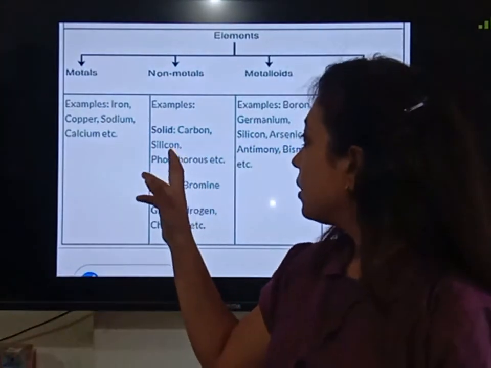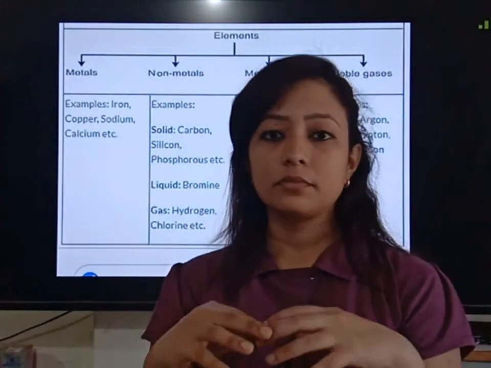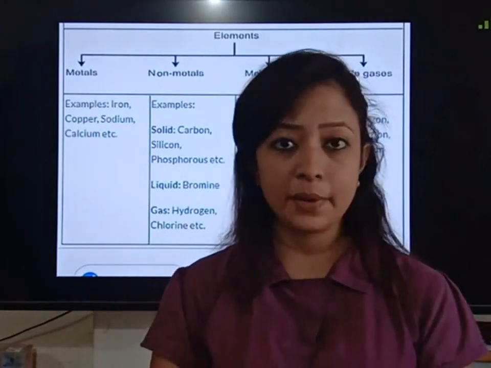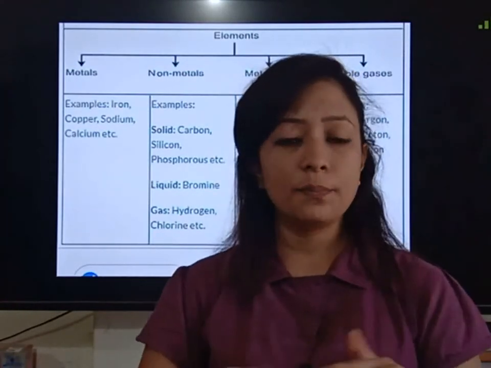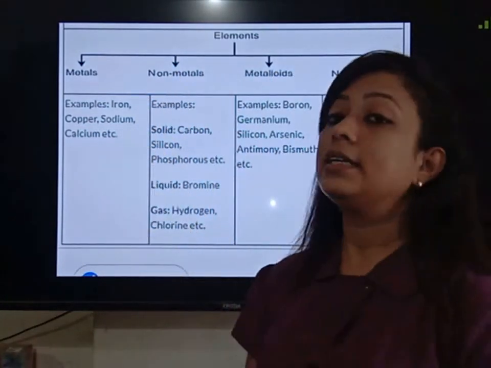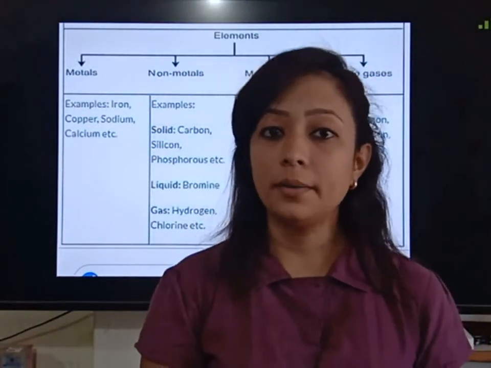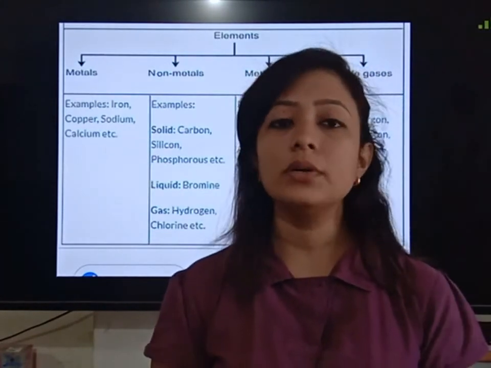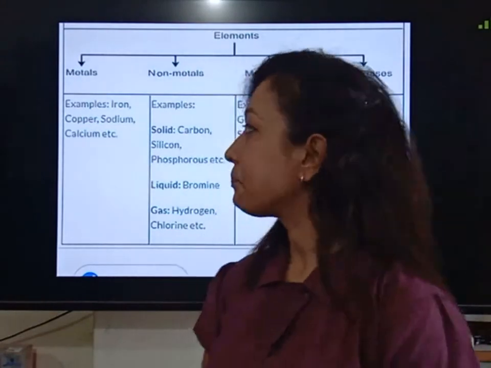Like, suppose we talk about carbon. Suppose we heat carbon. On heating, wires will not be made, sheets will not be made, rather it will break into pieces. So brittleness is the property of non-metals, in which non-metals can be broken down into fine pieces.